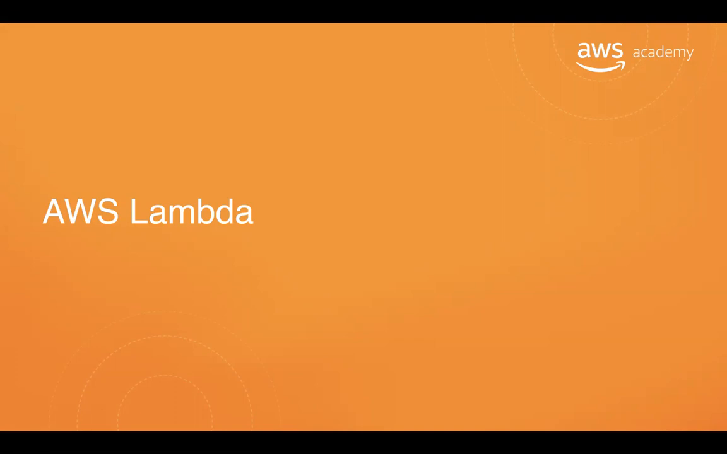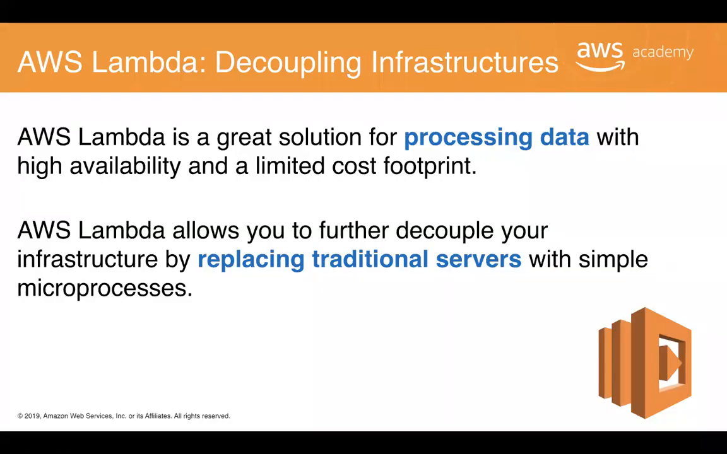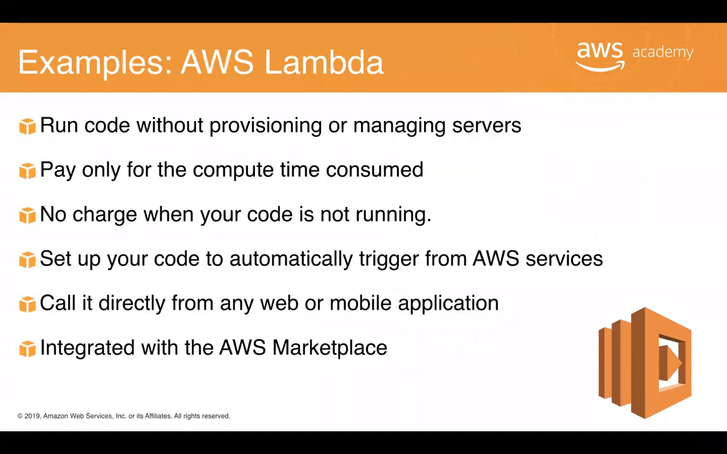Finally, it's best practice to decouple your infrastructure through a series of loose microprocesses or microservices, such as the ones that we're showing here. Here are a few examples of when you might use Lambda. And what all of these have in common is keeping the cost low because you don't have to maintain or provision any servers.